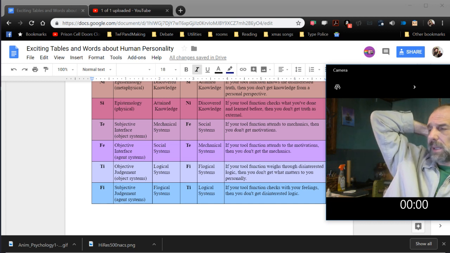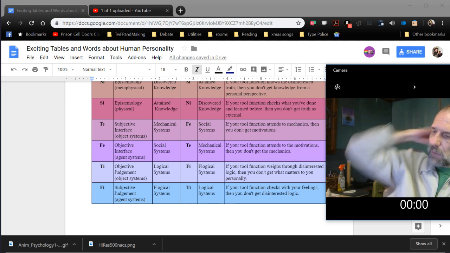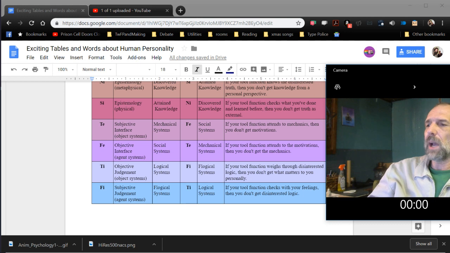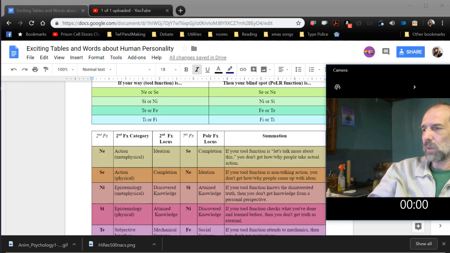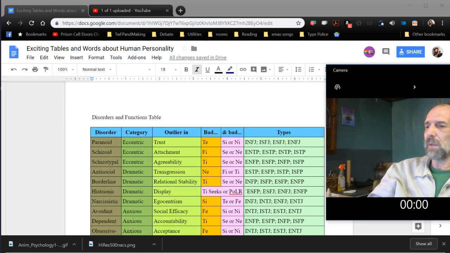So that's why ESFPs, ENFPs can sometimes come into dramatic conflict with ESTPs and ENTPs, because you're going to most likely come into conflict with somebody who's got your tool as their polar. That's what's going to annoy you and drive you crazy, because they seem to be unable to communicate meaningfully about anything.